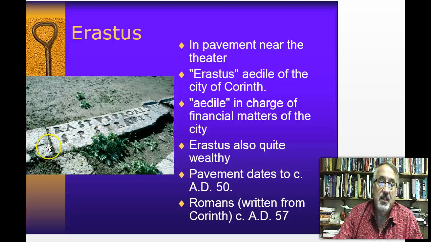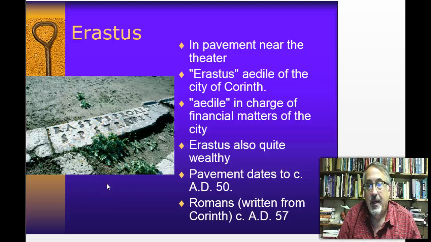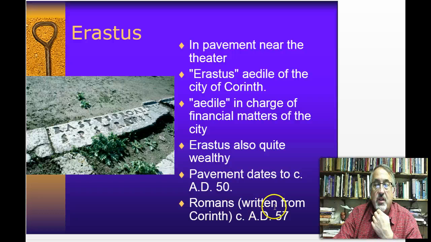Erastus is mentioned in the biblical text as he was an official, aedile. It means he's in charge of the finances of the city, very wealthy. It says this pavement was put in place with his money. And so because of Erastus, because of Gallio, we can pretty much date Paul's time here to the 56, 57 AD, and that's very important for us to set the chronology of the New Testament.